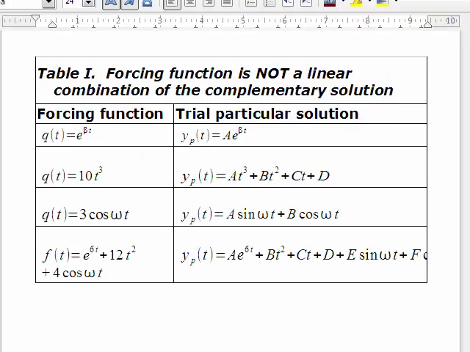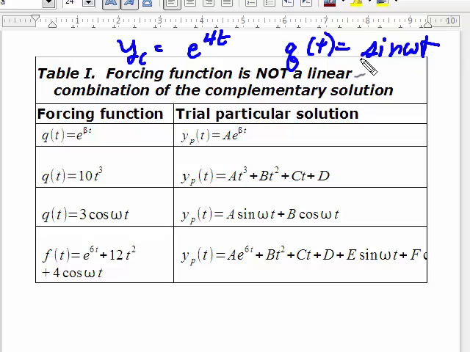Now let's say you found the complementary solution. For example, say y of c was e to the 4t, and your forcing function is sine omega t. Okay, they're sufficiently different that you can't say q of t is a linear combination of this. So in that case you're going to use this table. There'll be a table 2 when they are the same.